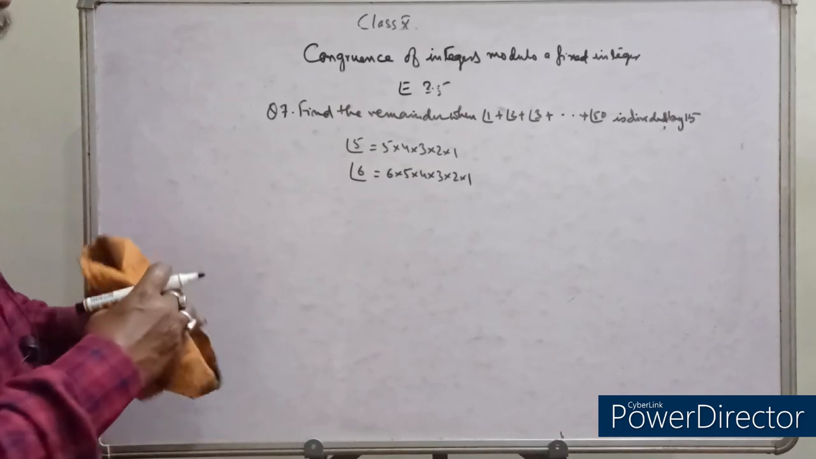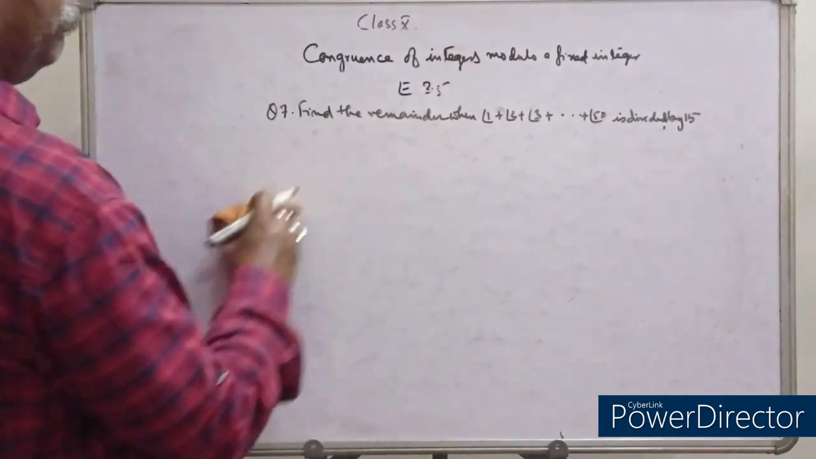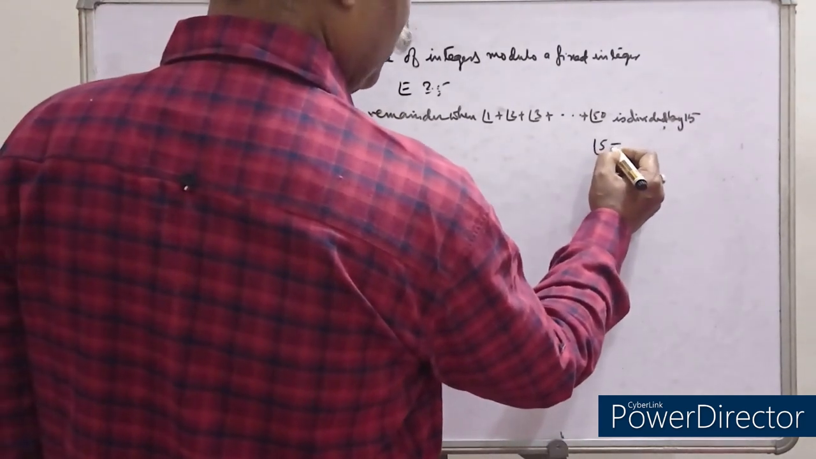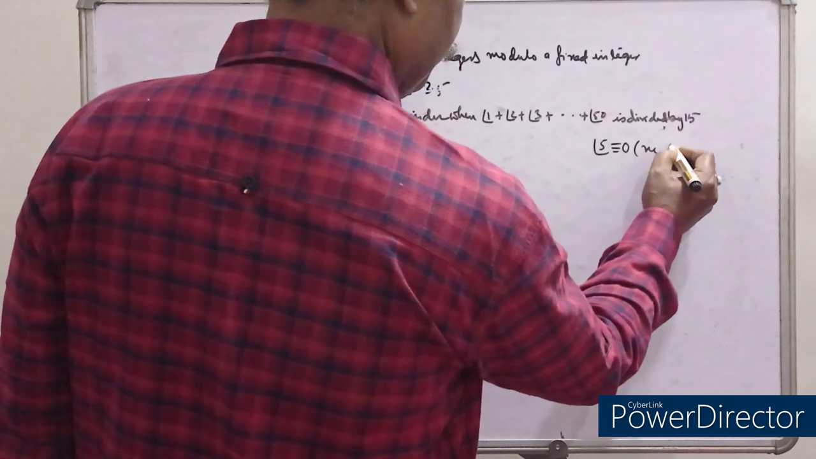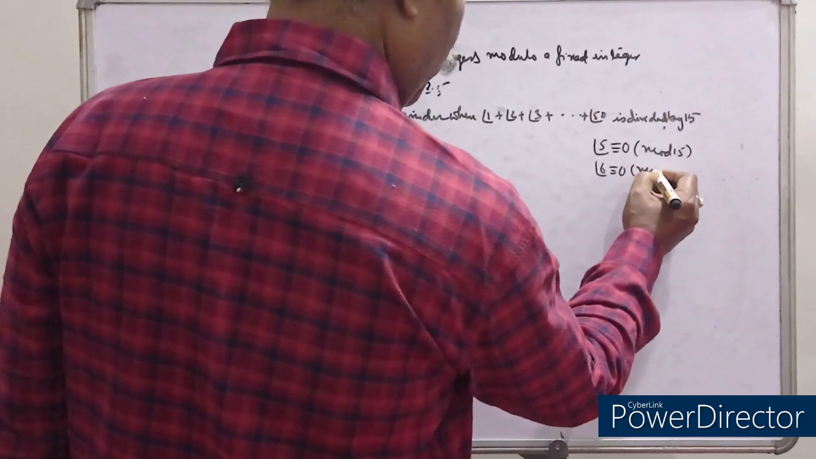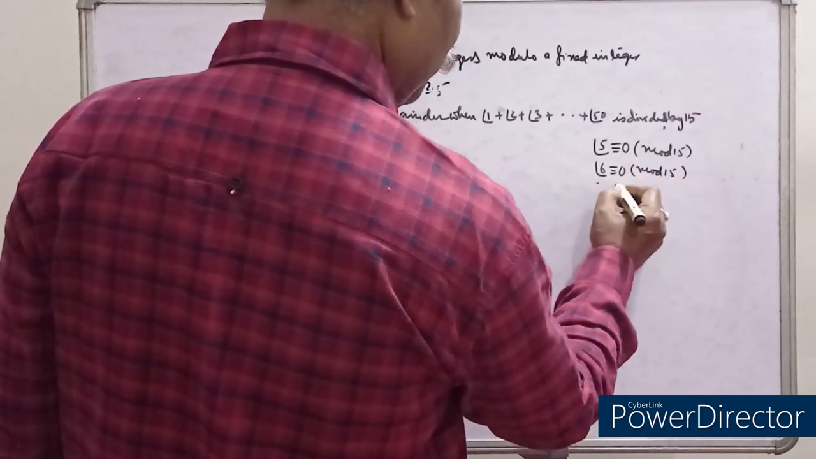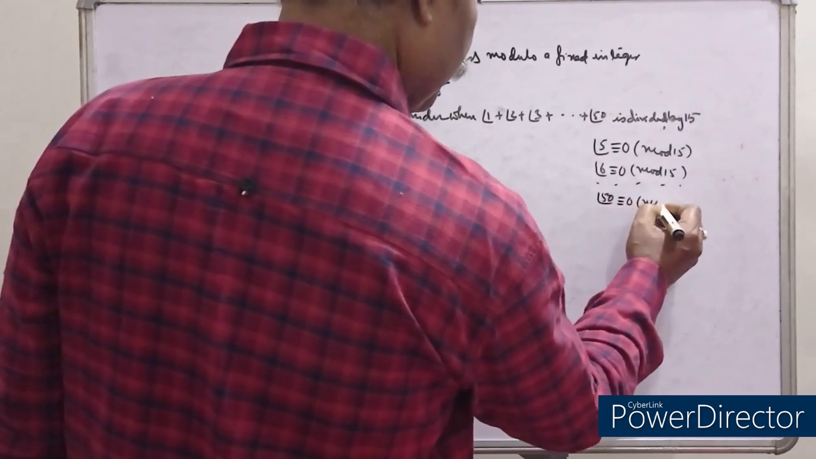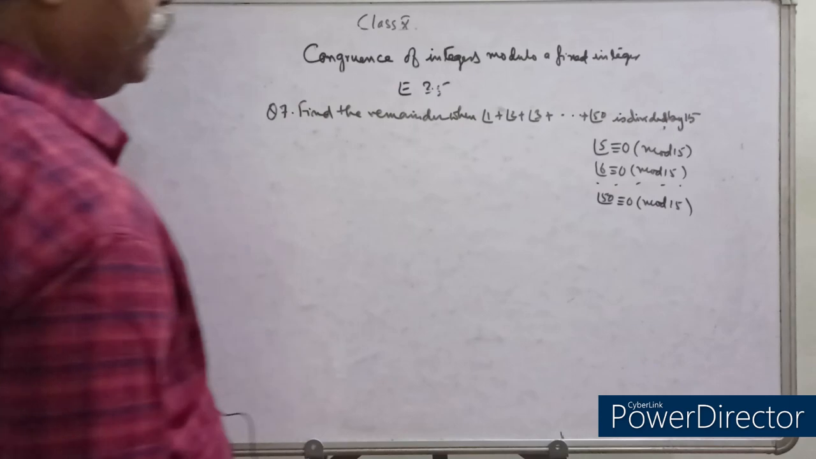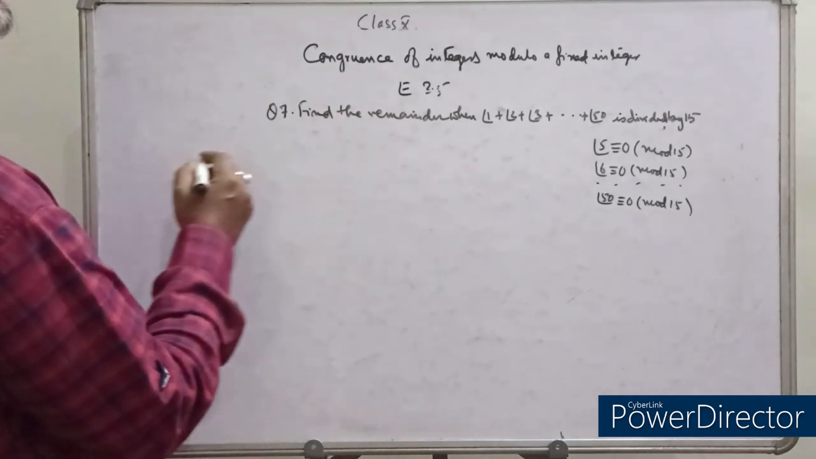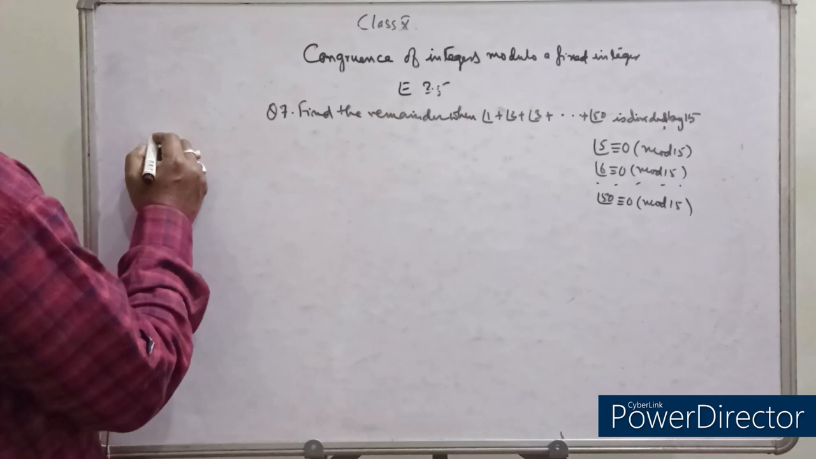Now, if you write it in congruency form, in modular form, how will you write it? I am going to write it like this: 5 factorial congruent 0 mod 15, 6 factorial congruent 0 mod 15, and in this way, 50 factorial congruent 0 mod 15. So to find this remainder in modular form, I'm going to write it like this.